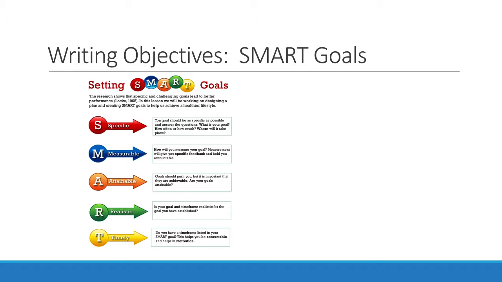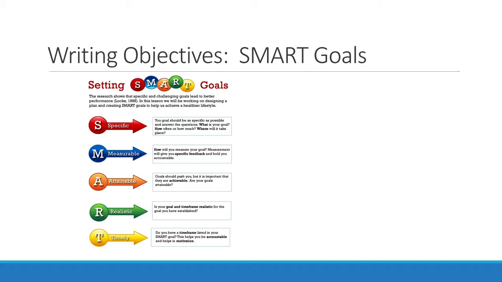A SMART goal is defined as one that is specific, measurable, achievable, results-focused, and time-bound. Specific. Specific goals should be simplistically written and clearly define what you're going to do. Specific is the what, why, and how of the SMART method.